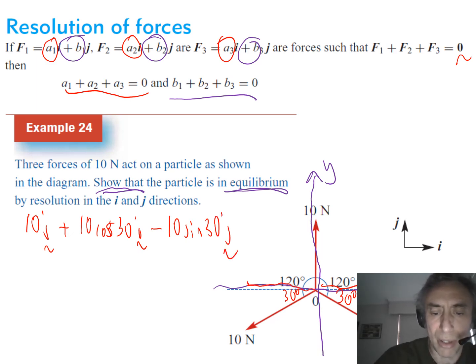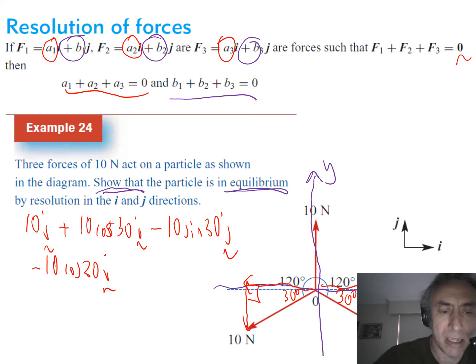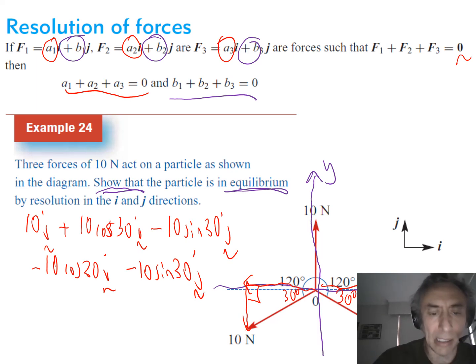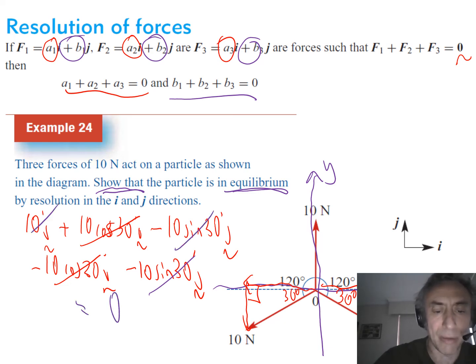Then we go to the other side, resolved in the x, resolved in the y, so then it'll be minus 10 cos 30 i, minus 10 sin 30 j. So there's our resultant vector. Clearly these i components are killing each other off, and the j components will do so as well, because sin 30 being 1/2 equals 0 vector sum. That's just a neat way to show that the sum of 3 forces is in fact in equilibrium.